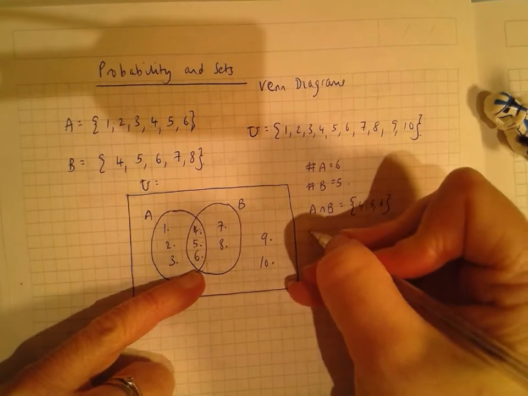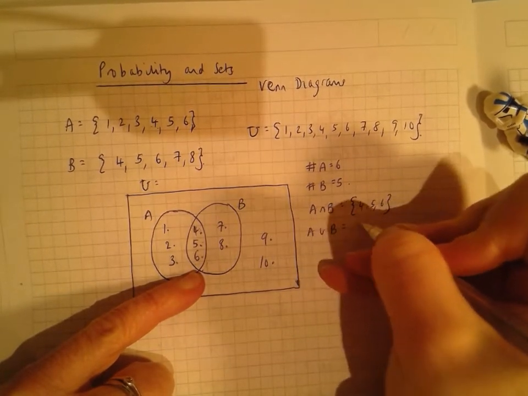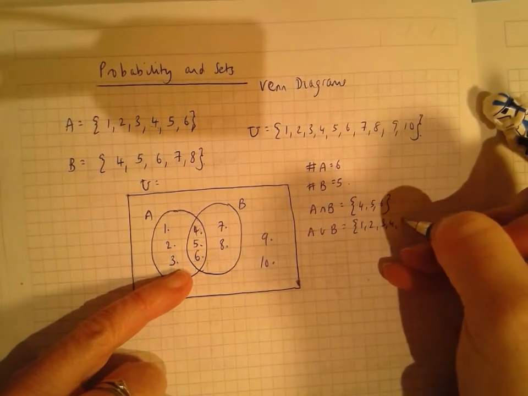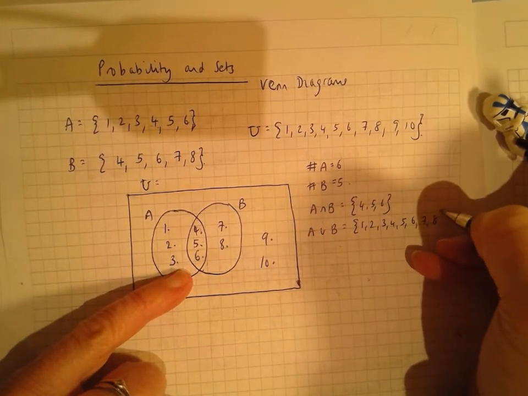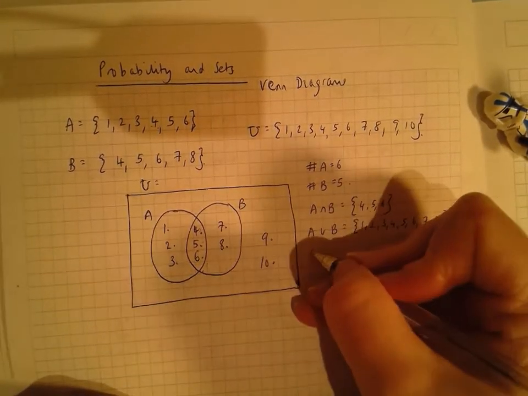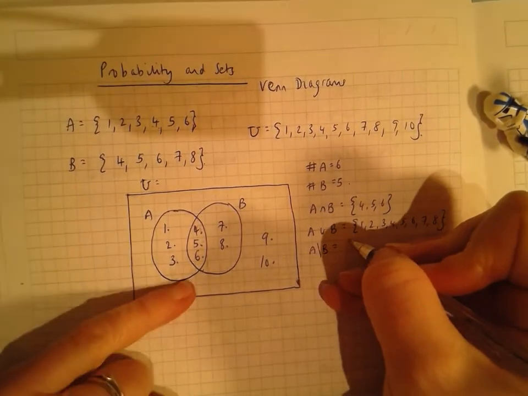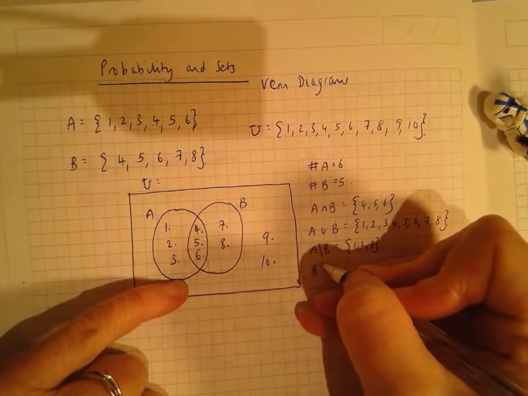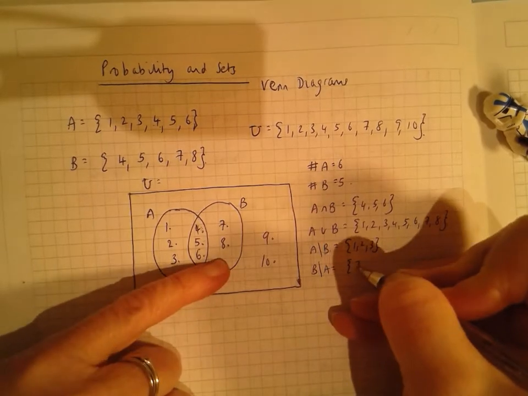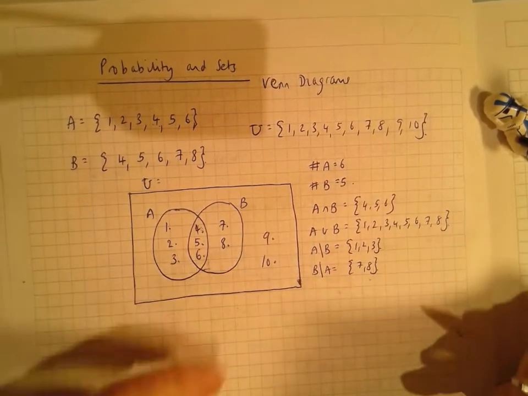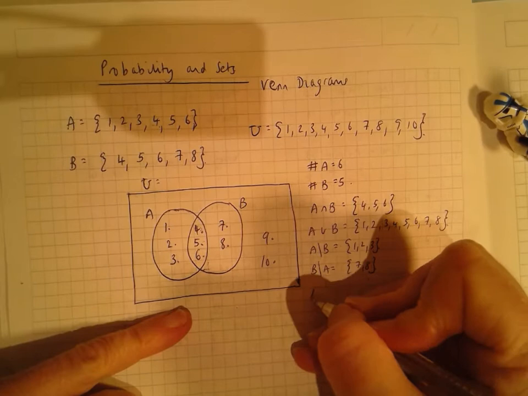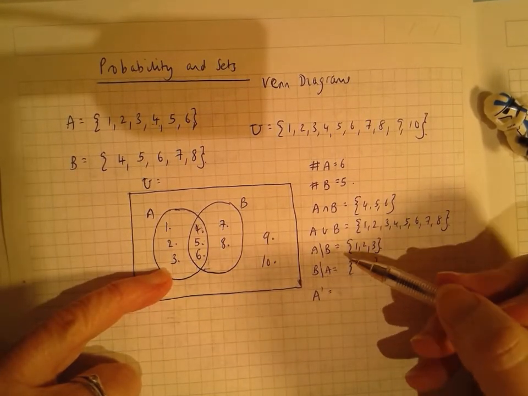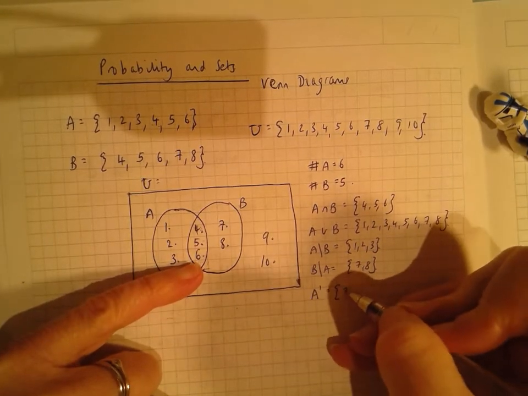And let's see, A union B is all the elements from both sets. So 1, 2, 3, 4, 5, 6, 7, 8. So the two sets united. A less B are the elements that are in A but not in B: 1, 2, 3. And B less A are the elements that are in B but not in A. And then we also come on to do complement. A complement is the elements that are not in A. So that would be 7, 8, 9, 10.